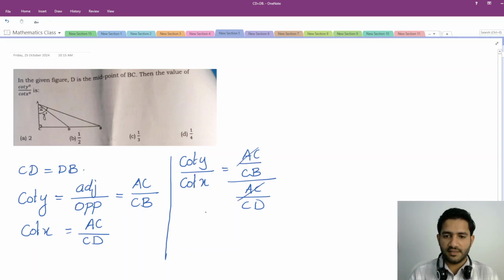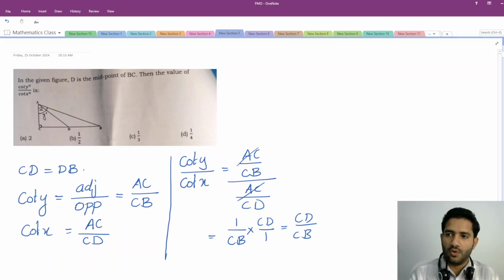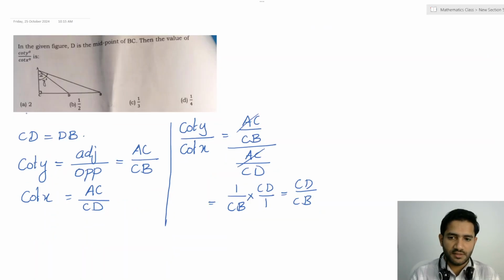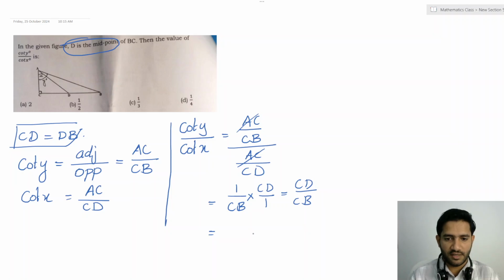But here we can cancel AC and AC and take the reciprocal. It will be 1 by CB into CD by 1. So we will get CD by CB. But there is no option CD by CB. What will we do? We want to use that D is the midpoint, and CD and DB are equal.